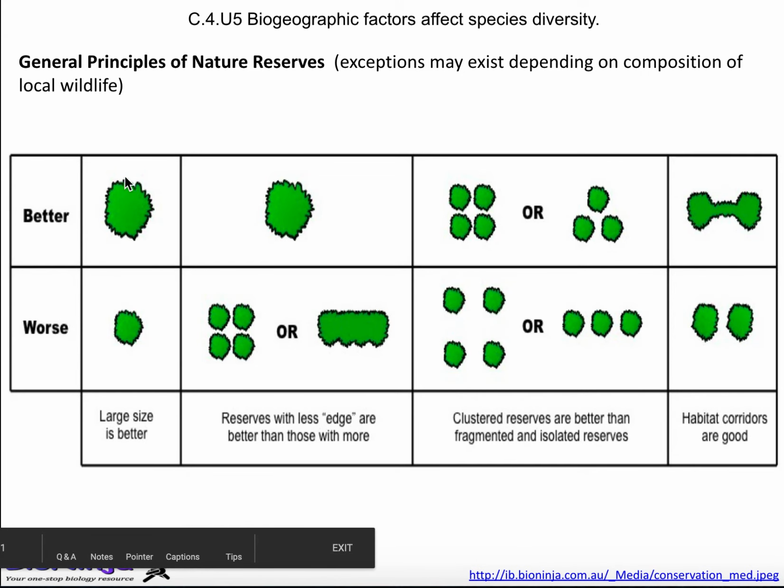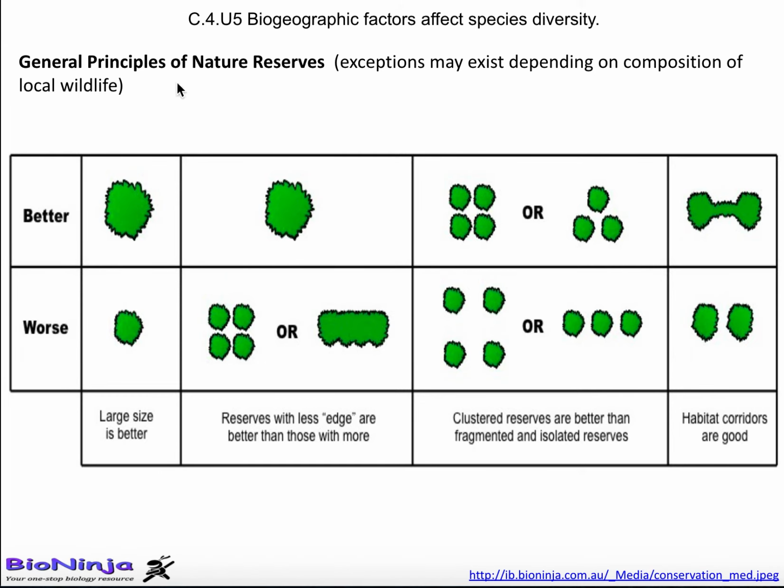Here's some examples, better versus worse. So here, this would be general principles for when we build nature reserves, because a lot of times they're government funded and we want to have some protected space of land. So we design the shapes of them. When you design a shape of a nature reserve, this one's saying larger is better, smaller is worse.